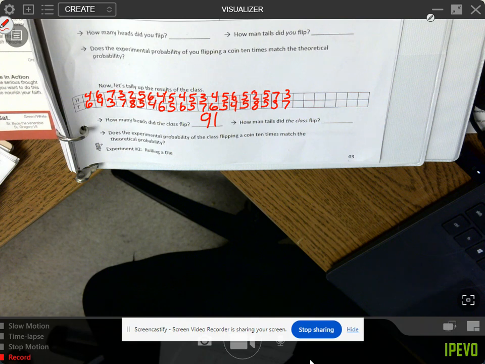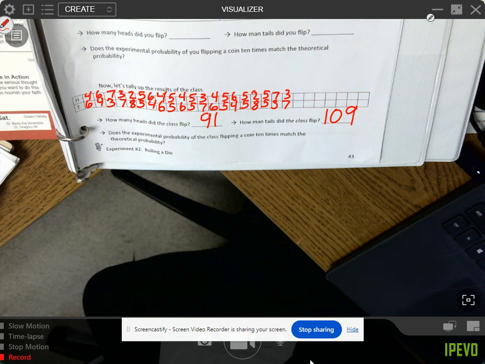Let's count our tails. 6 plus 4 plus 3 plus 7 plus 8 plus 5 plus 4 plus 6 plus 5 plus 6 plus 5 plus 7 plus 6 plus 5 plus 4 plus 5 plus 8 plus 5 plus 3 plus 7. And I get 109, which equals out, 91 plus 109 is our 200 flips.